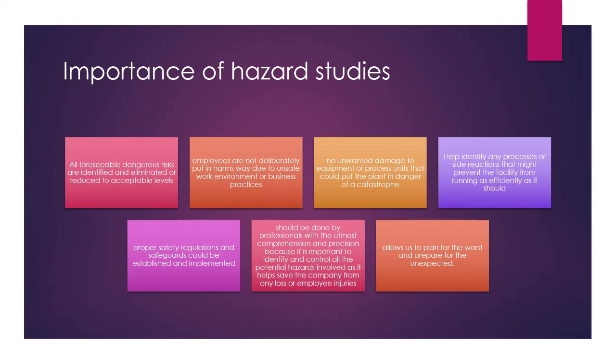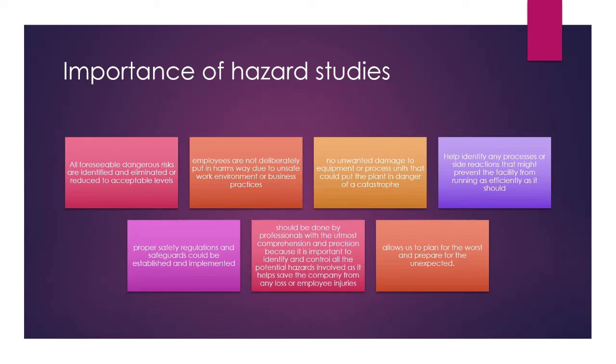So in conclusion, hazard studies are very important to make sure that all foreseeable dangers and risks are identified and eliminated or reduced to acceptable levels. This is to make sure that the employees are not deliberately put in harm's way due to an unsafe work environment or business practices. It's also to ensure that there's no unwanted damage to equipment or process units that could put the plant in danger of a catastrophe. Besides that, it also helps to look at any processes or side reactions that might prevent the facility from running as efficiently as it should.